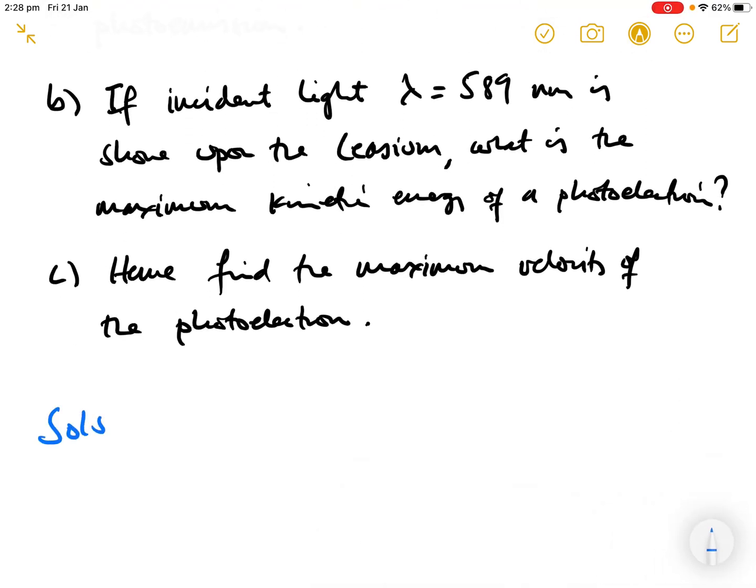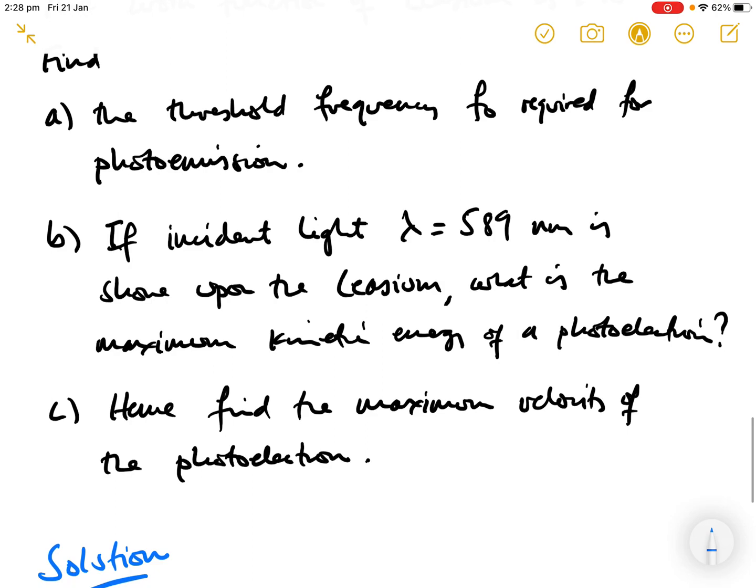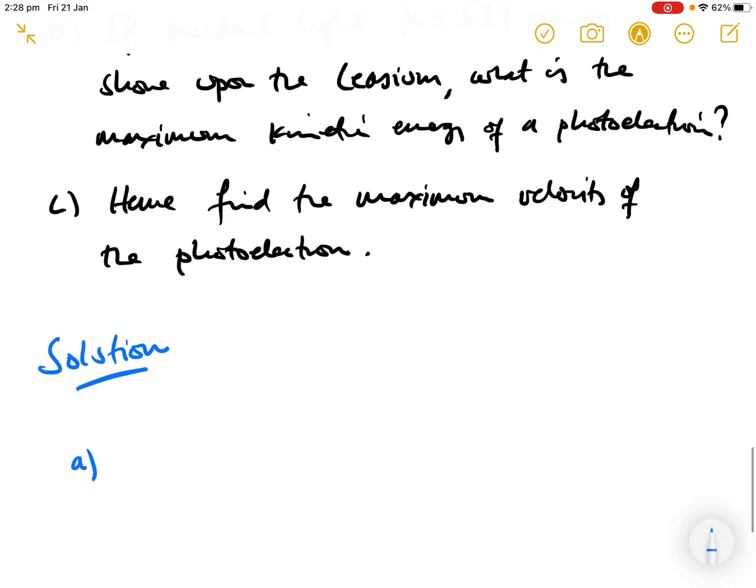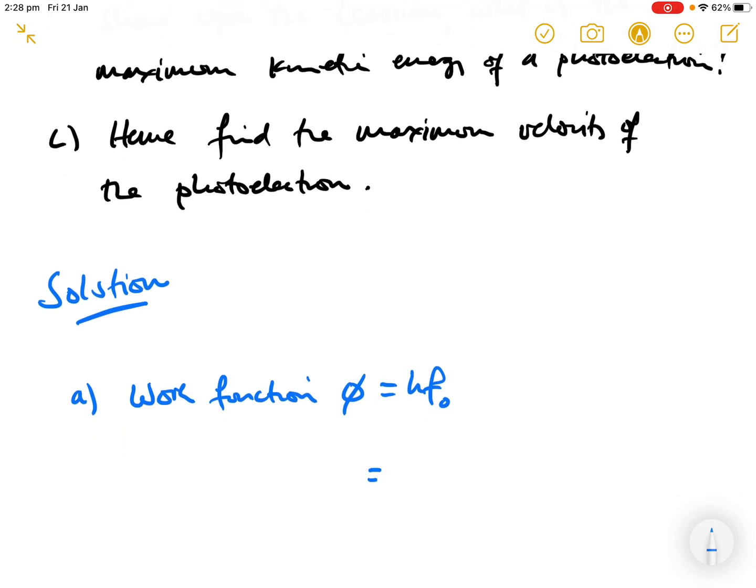So, solution. Well, in part A, the threshold frequency f naught is the lowest frequency of photon that can cause photoemission. So basically, the work function phi equals hf naught, because if a photon had that frequency f naught, that is the least energetic photon that would just liberate an electron and no more.